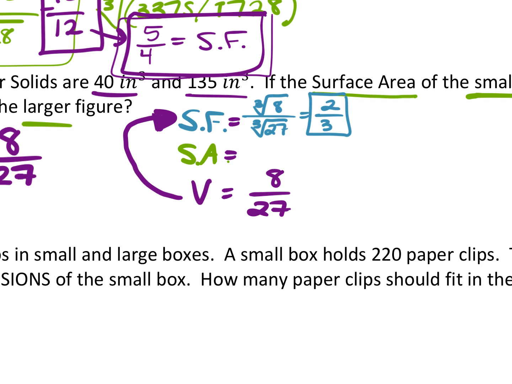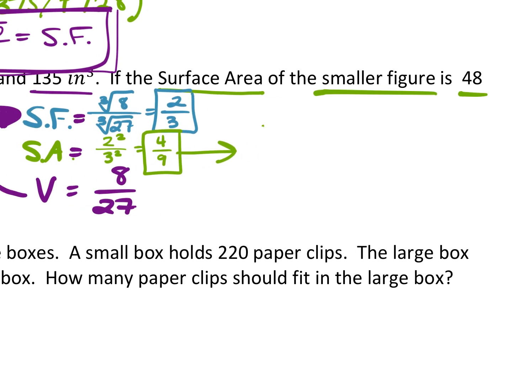They told me the surface area of the smaller figure, and they asked me to find the surface area of the larger. So what do I need to do with that? I need to square it. My surface area ratio is 2 squared to 3 squared, or 4 to 9. Okay, so that's what we're going to use because we're trying to find surface area and we know one surface area. So I'm going to set that up as a proportion. 4 to 9 equals what to what?